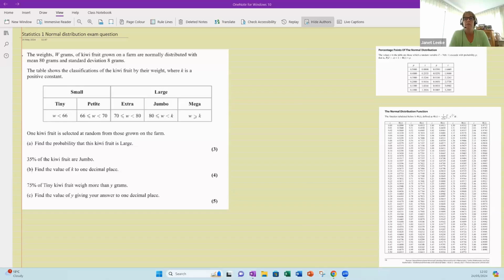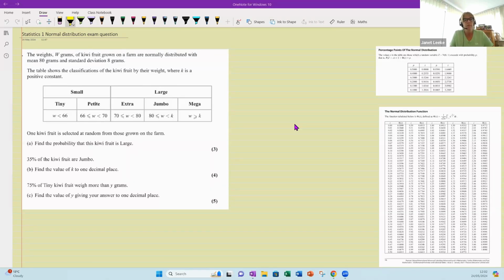I'm going to be showing you how to use the normal distribution in a Statistics 1 exam question. So I'm just going to share my screen with you to show the question in hand. So what we have here is a normal distribution question.